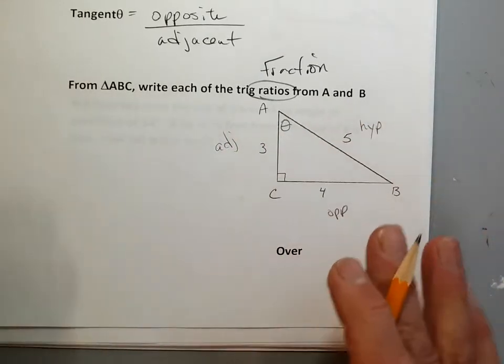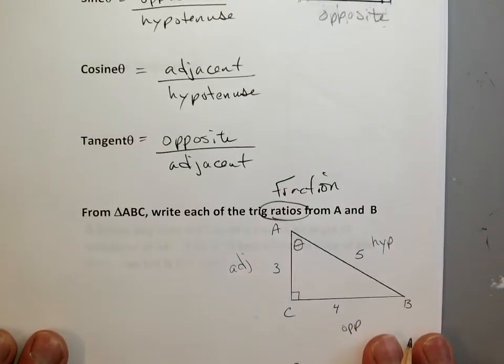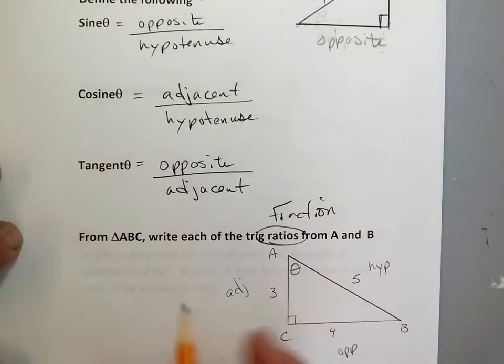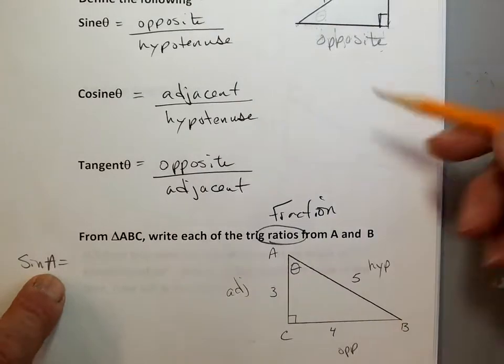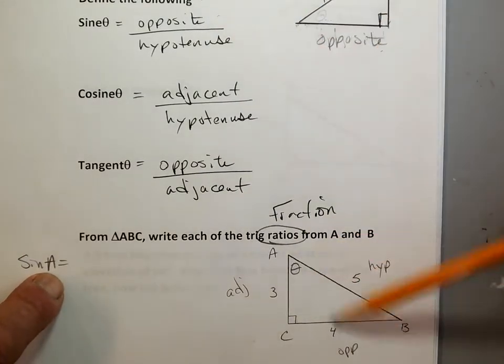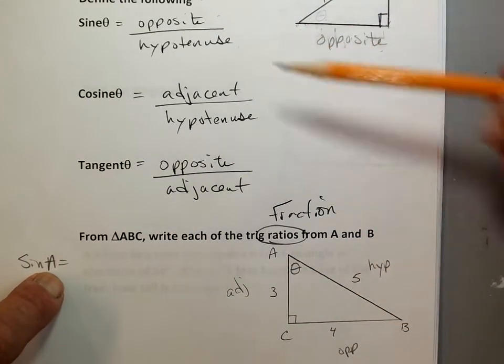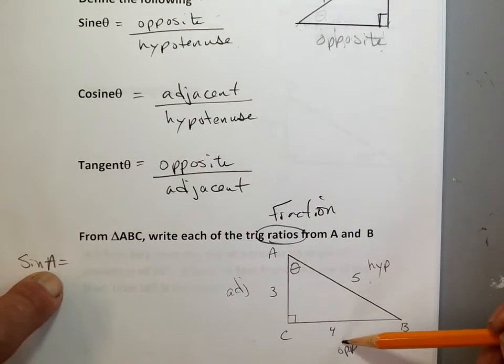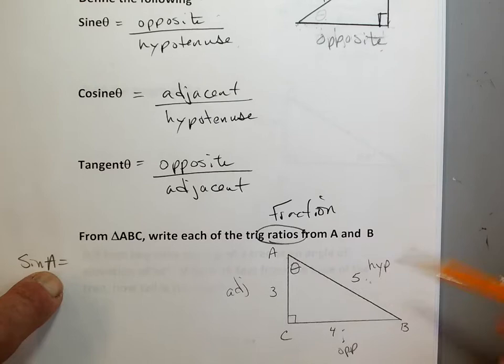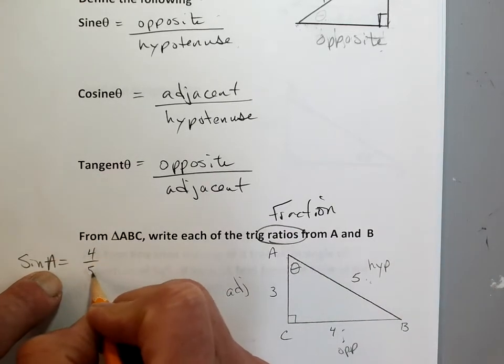Okay, so let's go ahead and set up our ratios. I'll slide this down. So let's do the sine of A. The sine of A is equal to the opposite side from A, that's going to be the 4 over the hypotenuse, which is 5. So it's just going to be opposite over hypotenuse, 4 over 5.